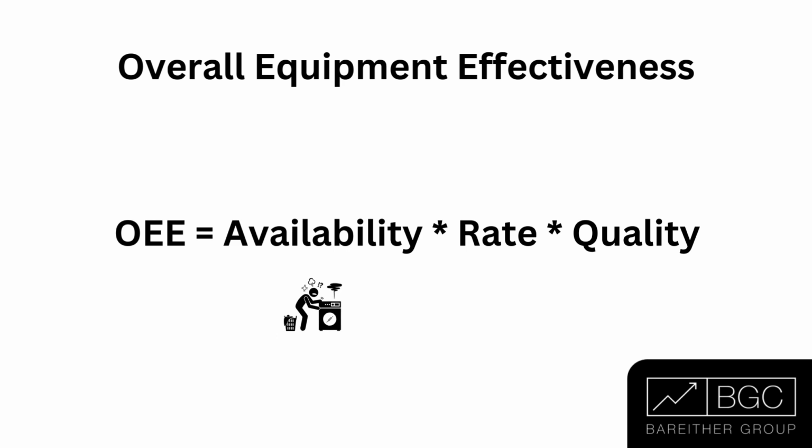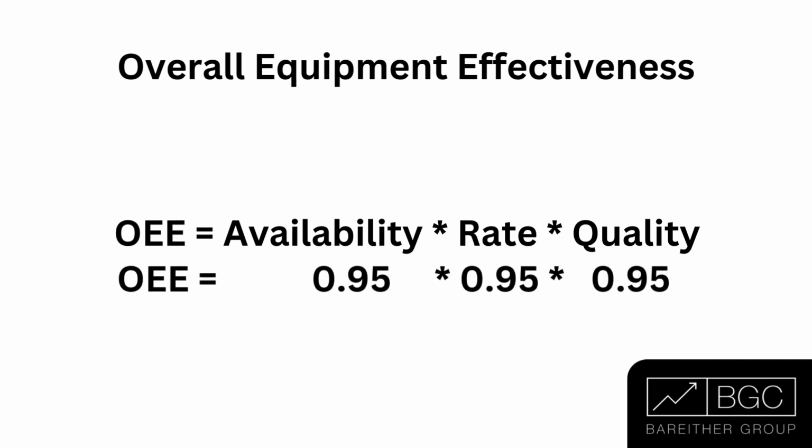Anytime the equipment is down when it's supposed to be running, that's a percentage off in your availability. Anytime the equipment is producing slower, at a lower capacity than it's designed, that's a percentage off in your rate. And anytime you're producing a defective part, that's a percentage off in your quality. A simple calculation can show us that when you have 95% availability, operating at a 95% rate, and 95% quality, you don't achieve 95% capacity, you're actually at 86.